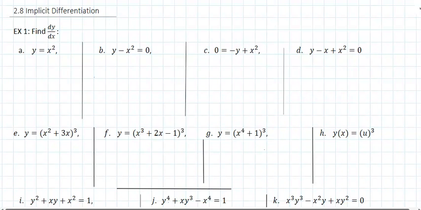Section 2.8 talks about implicit differentiation. We'd like to find the general derivative. We are so used to function notation, meaning f of x or y equals. If I was to say find a derivative for part A, students wouldn't have a hard time saying, well, dy dx equals the derivative of x squared is 2x. That doesn't seem to be an issue.